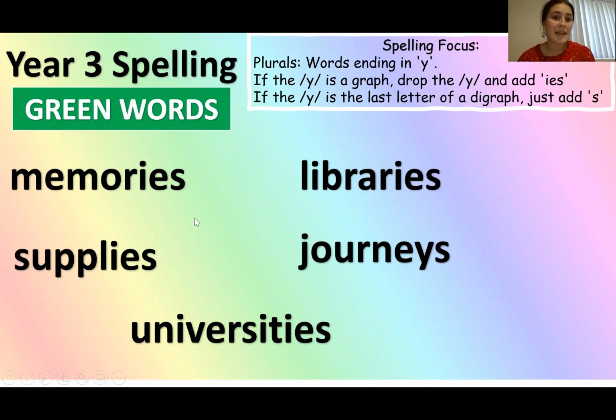So as you can see here, these words are all in their plural form, and we can work backwards to find their singular form as well. So the base word in memories would be memory. Again, supplies would be supply. Libraries would be library. Journeys would be journey, and universities would be university. And you can see that we've just added that plural rule. Remember, when it's your turn to do your words, to just very carefully sound them out using your fingers and to use your karate hands.